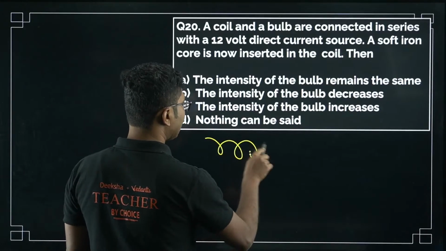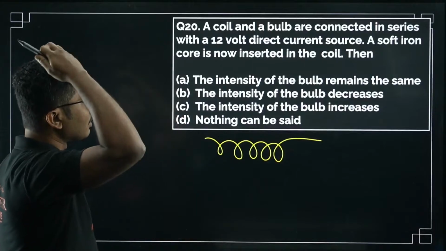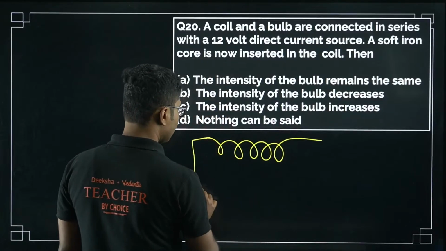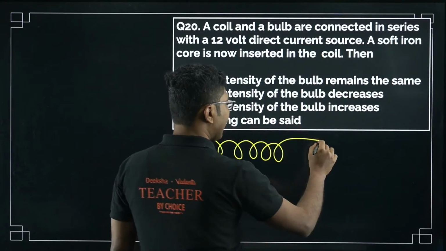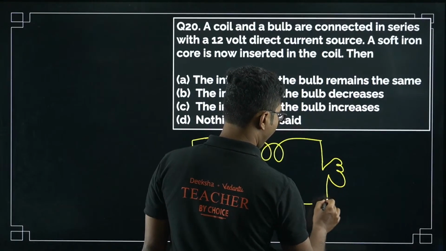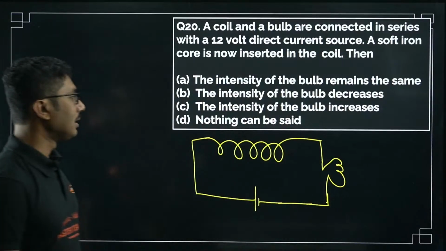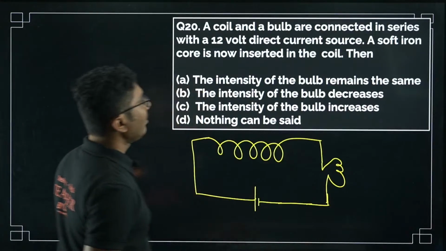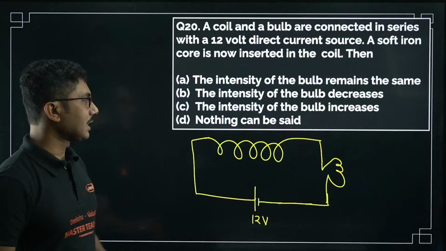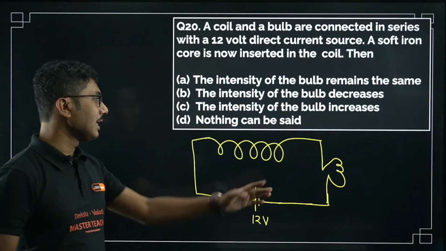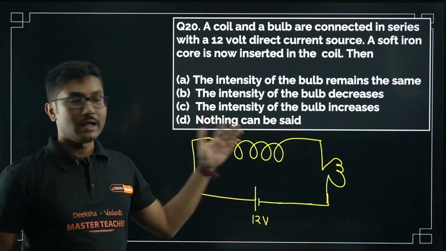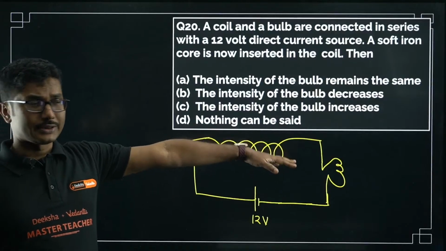Basically coil means an inductor, with this 12 volt direct current source. We have a bulb over here, we have an inductor, and this is connected to a 12 volt source. So after some time, what is the role of an inductor in a DC circuit? It initially resists, then it becomes a simple conductor. So as soon as it is a conductor, the bulb is glowing with a constant flow.